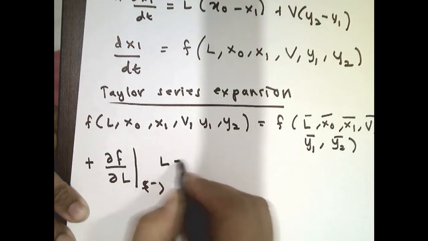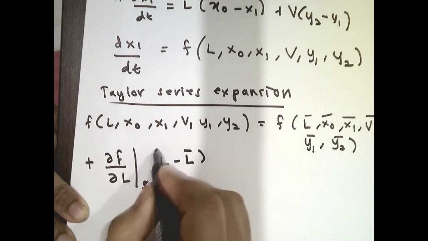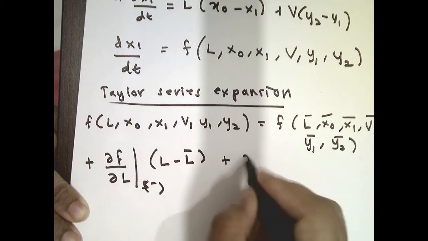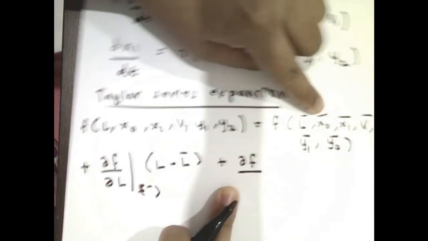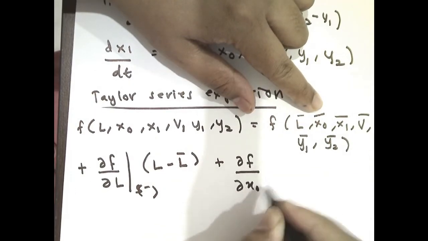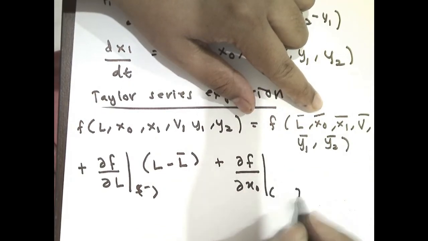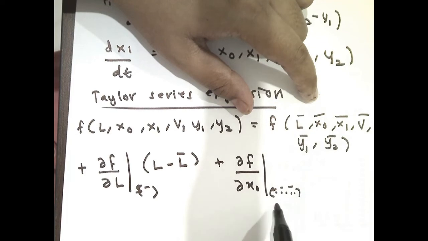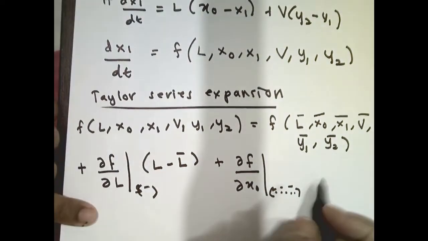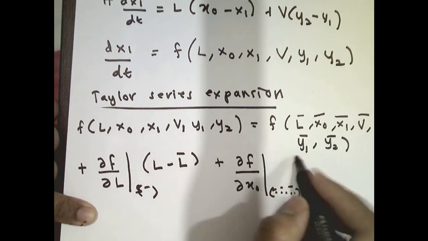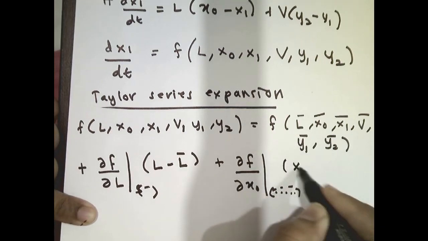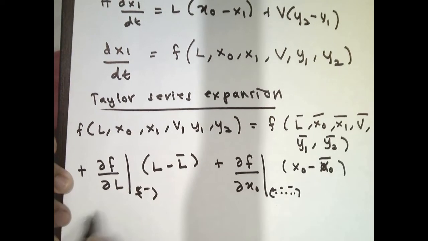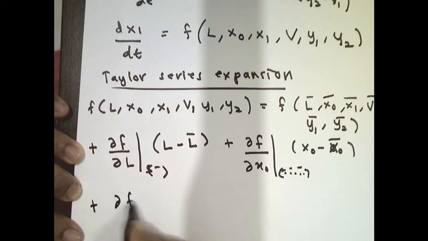So L minus L bar. This is how you do it. Plus delta F over the next one, which is X naught. Again, you must list everything in bar form at the bottom. This one is very long, so I just skip it. So this one is X naught minus X naught bar. Continue until you do it for all.